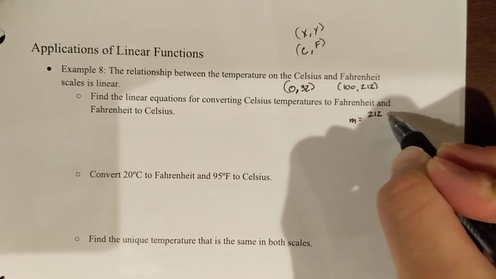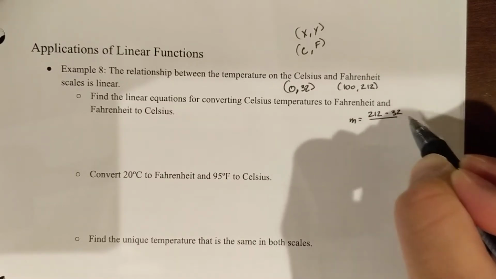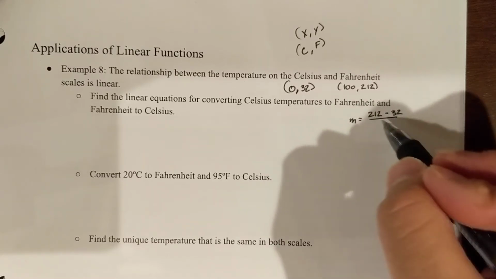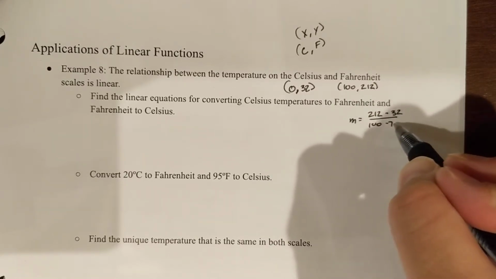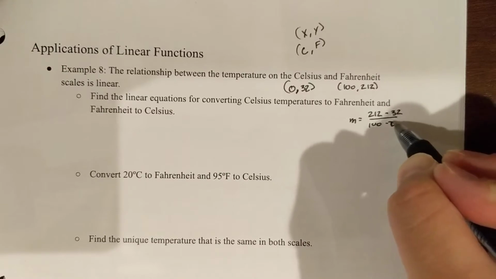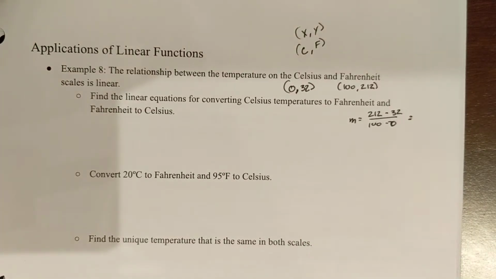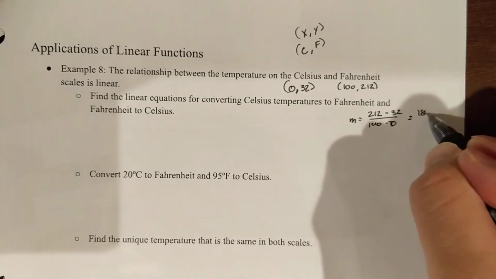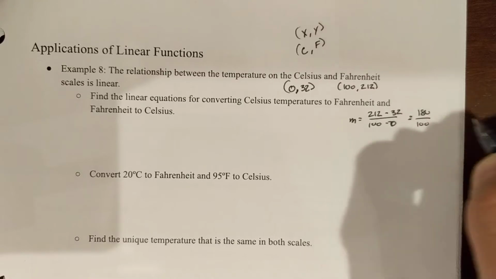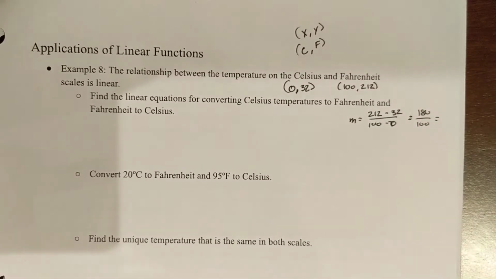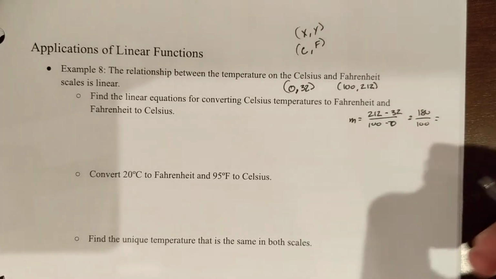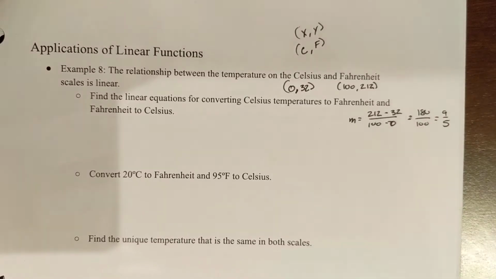So y minus y over x is 212 minus 32, which is 180, over 100 minus 0. 180 over 100 reduces to 9/5. So there we go.